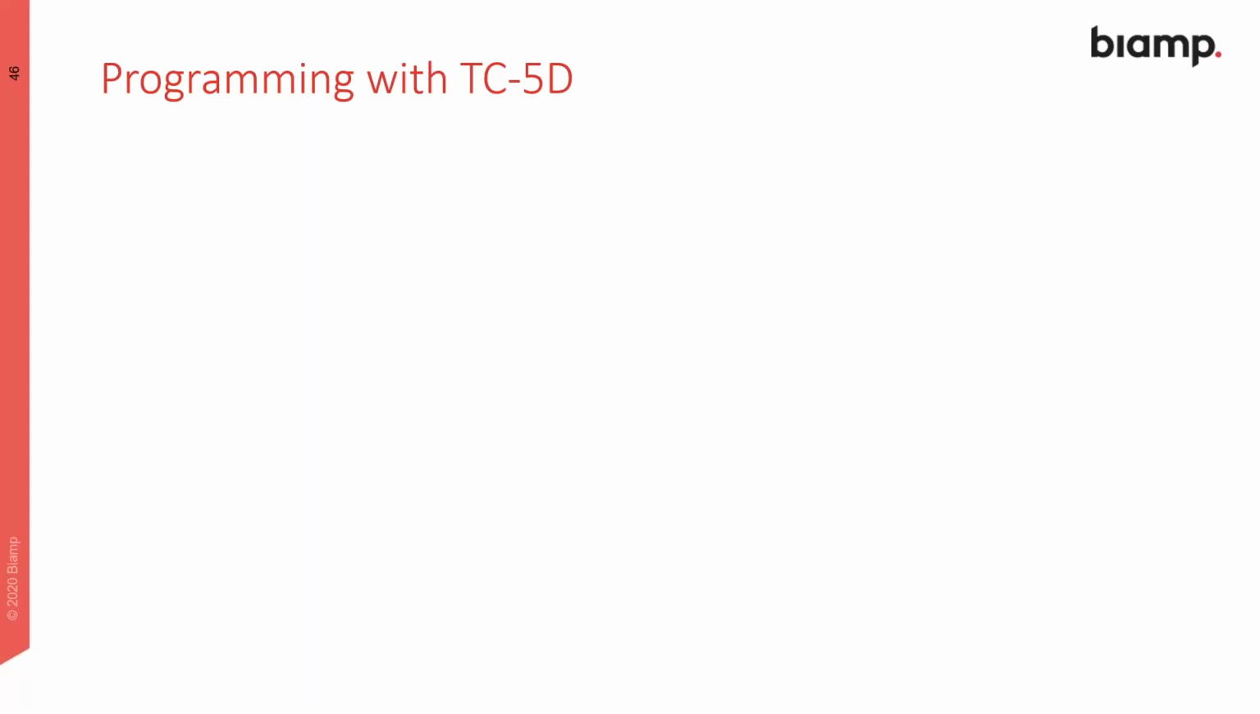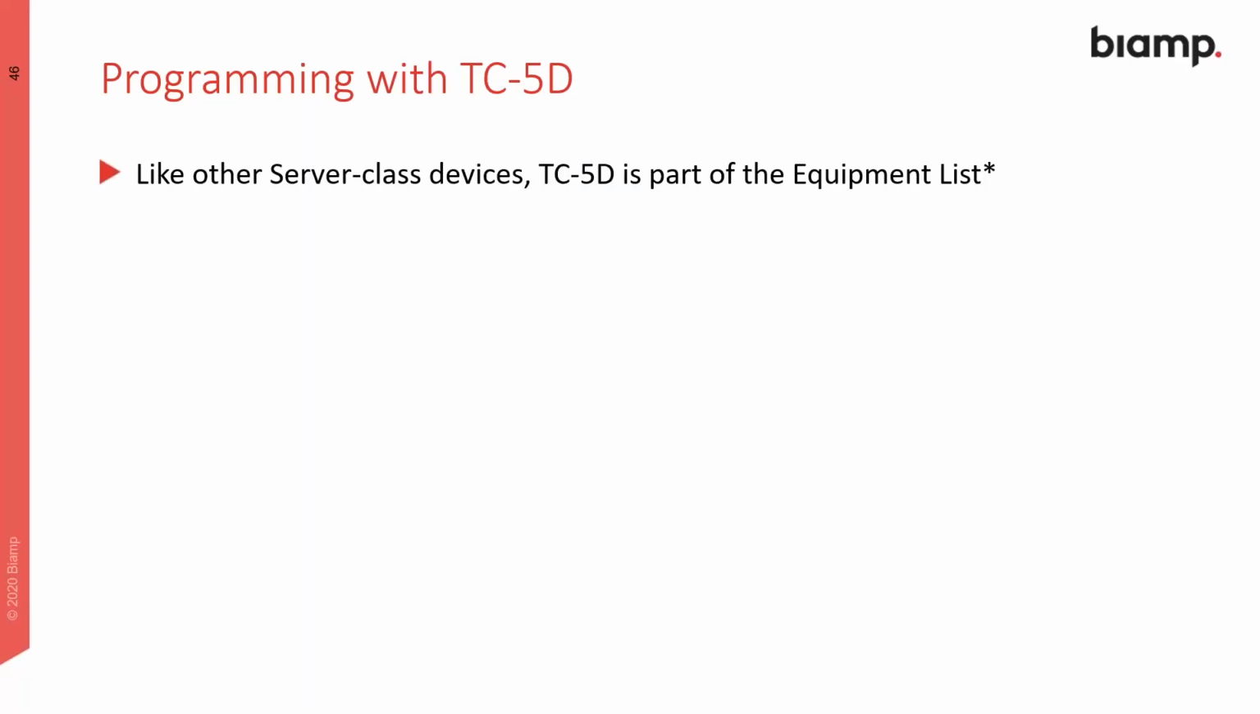So programming the TC5D. Like any other server class device, the TC5D is part of your equipment list. As I told in the previous session, this is true only when the TC5D is used as a media bridge. So if you are not using the TC5D as a media bridge, then you will not find it in the device list once you have a valid system.